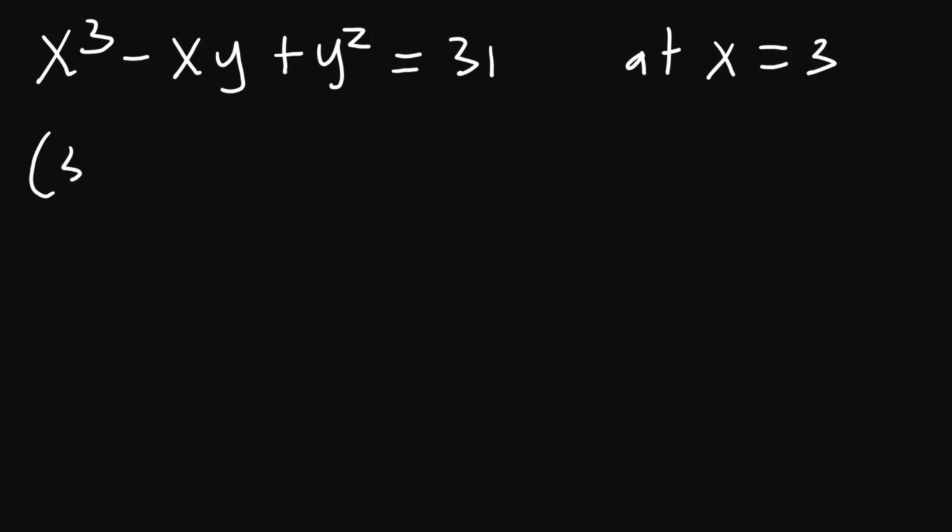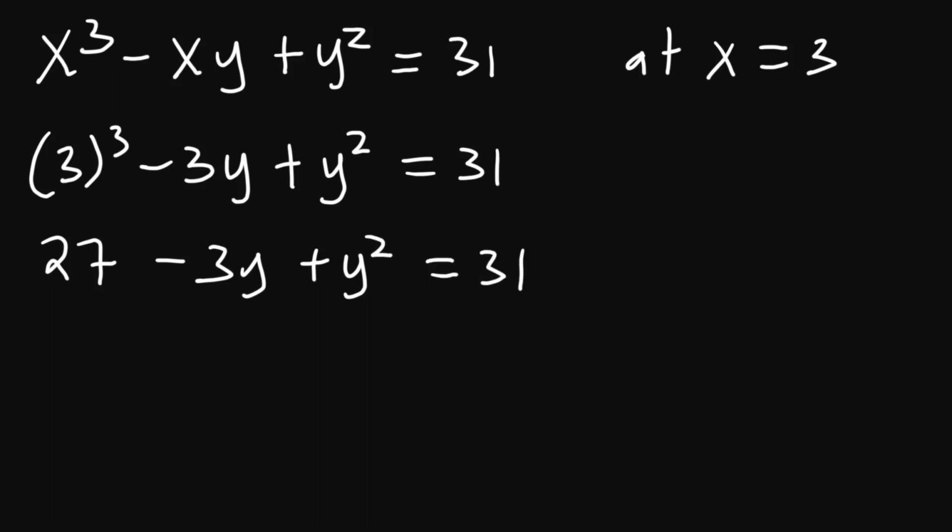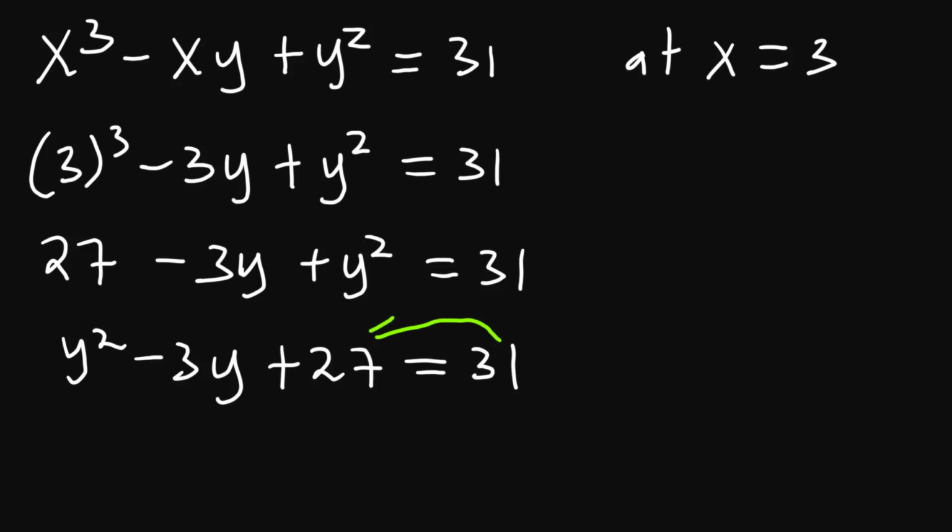So we shall have 3 to the power of 3 minus 3 times y plus y to the power of 2 equaling 31. 3 to the power of 3 will give us 27 minus 3y plus y to the power of 2 equaling 31. If we rearrange this, we shall have y to the power of 2 minus 3y plus 27 equaling 31. If we bring 31 to the left hand side, we shall have 27 minus 31, which will give us negative 4. So this will be y to the power of 2 minus 3y minus 4 equaling 0.